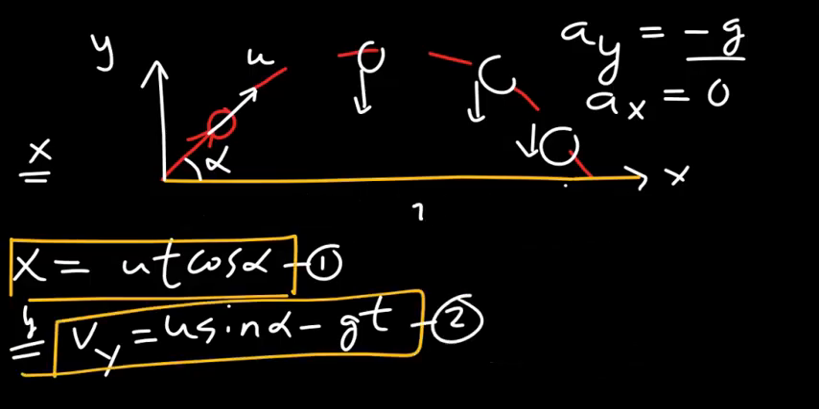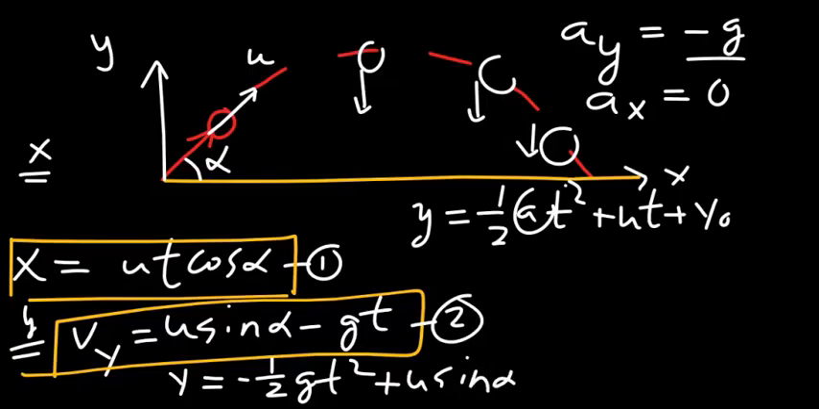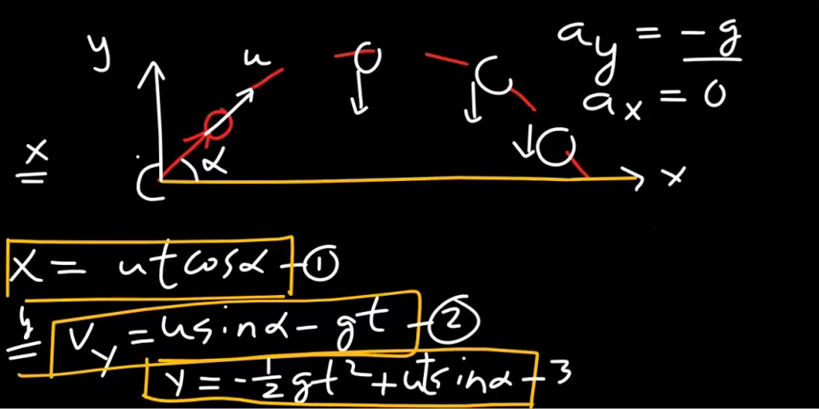The final equation is the change in the y-coordinate of the object as it moves, and that is given by half at squared plus ut plus y naught. That is the second equation of kinematics. So y equals minus half gt squared, because a is minus g, plus uy. Uy is u sine alpha. Don't forget the t, plus y naught. Y naught is the initial y coordinate of the object because the object starts here, it is quite simply 0. So that is equation 3.